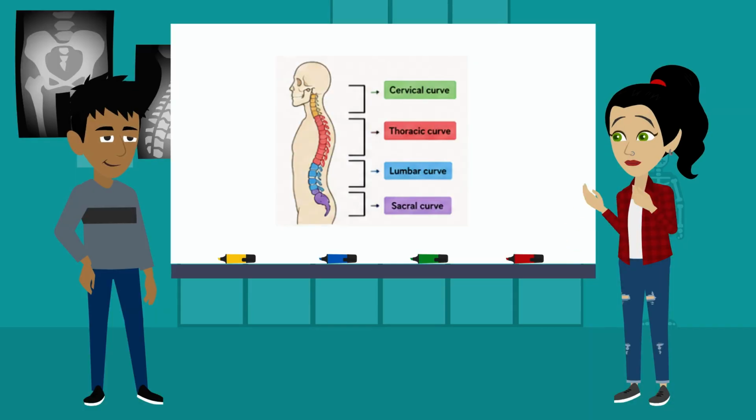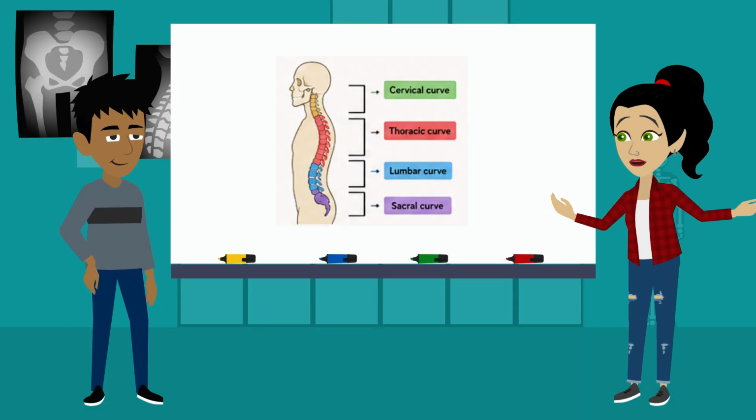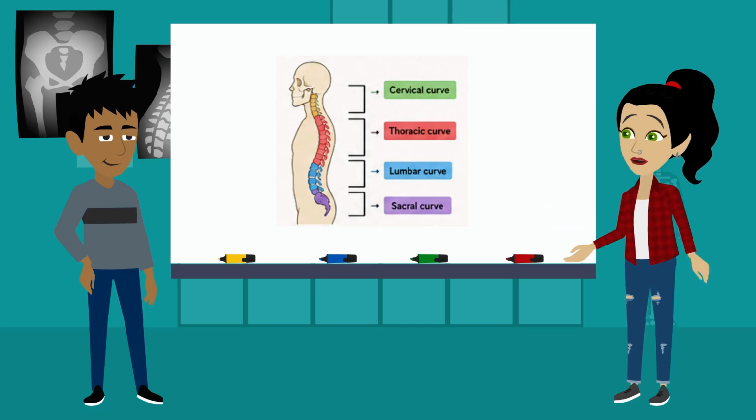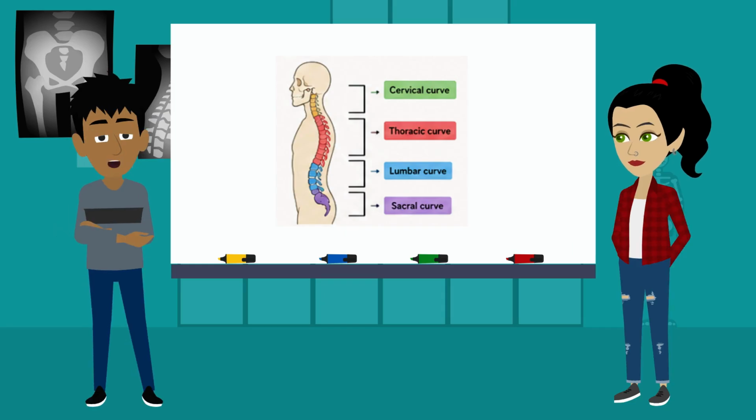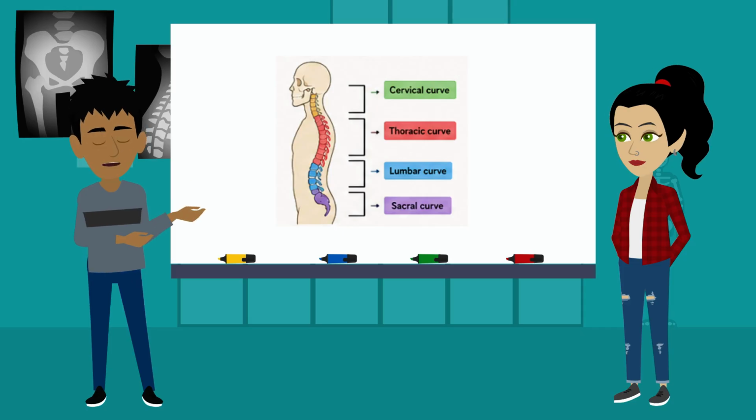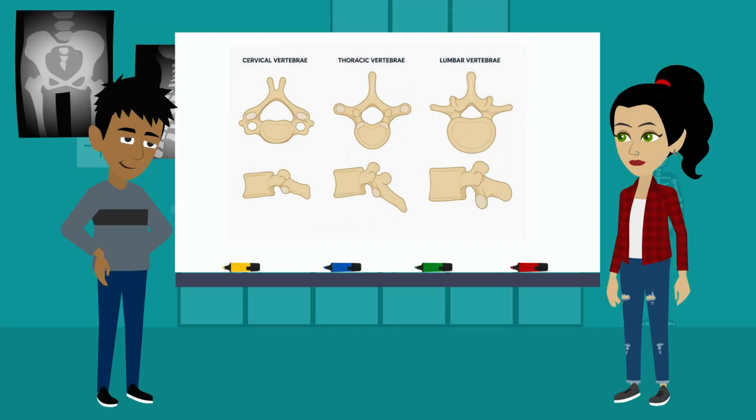Our first stop is the vertebral column. These 26 vertebrae support your head, protect your spinal cord, and provide attachment sites for muscles and ribs. You'll learn to recognize the four normal curves of the spine and discover why those curves are so important for balance and shock absorption. You'll compare the different types of vertebrae.